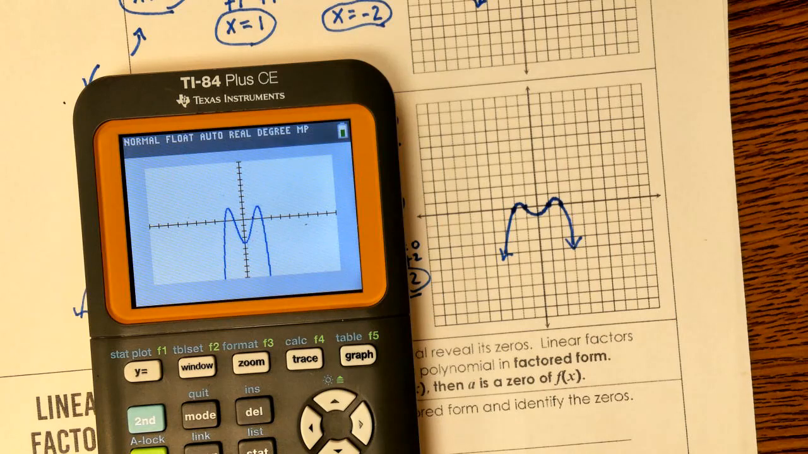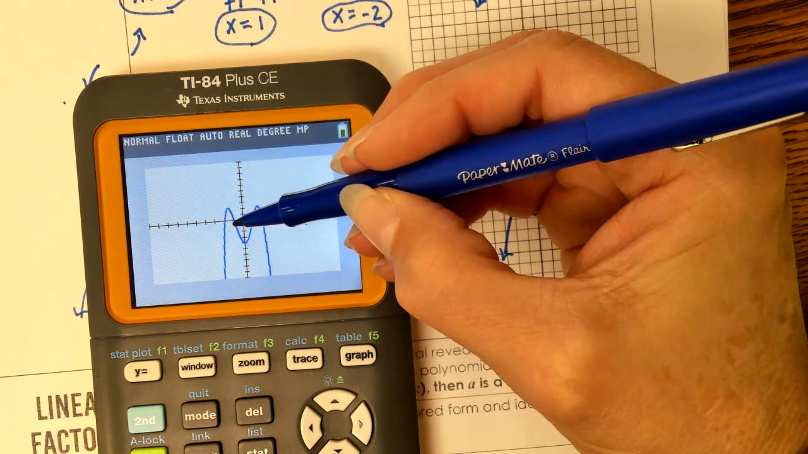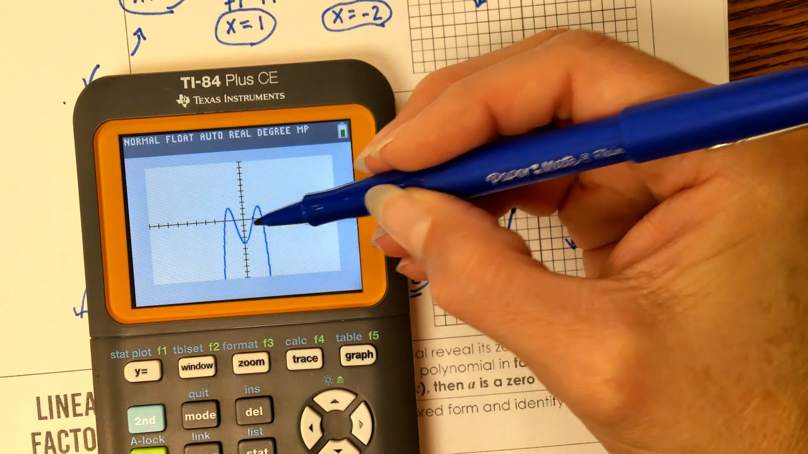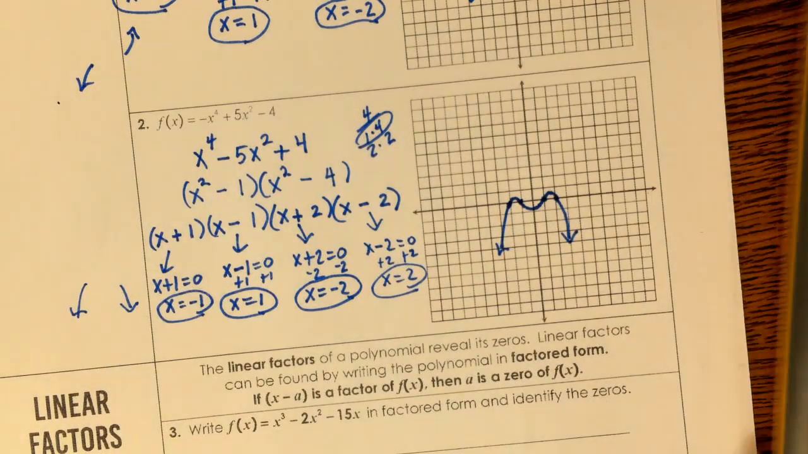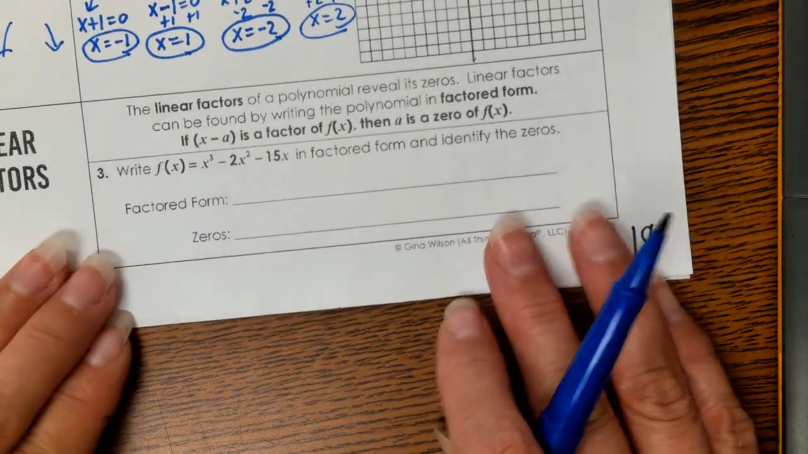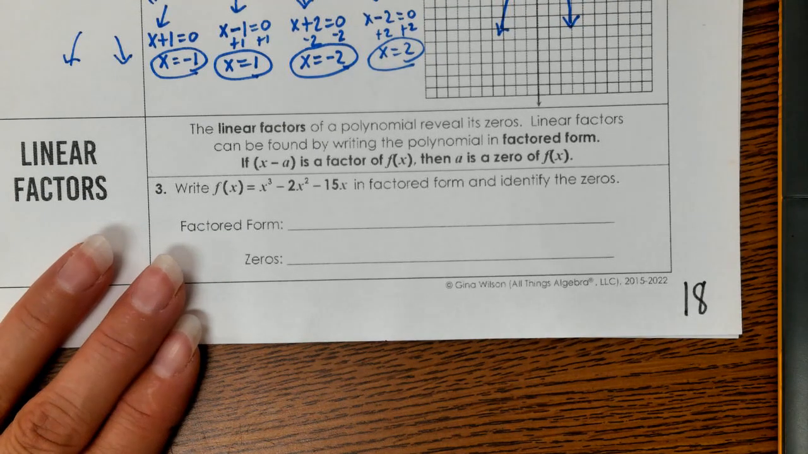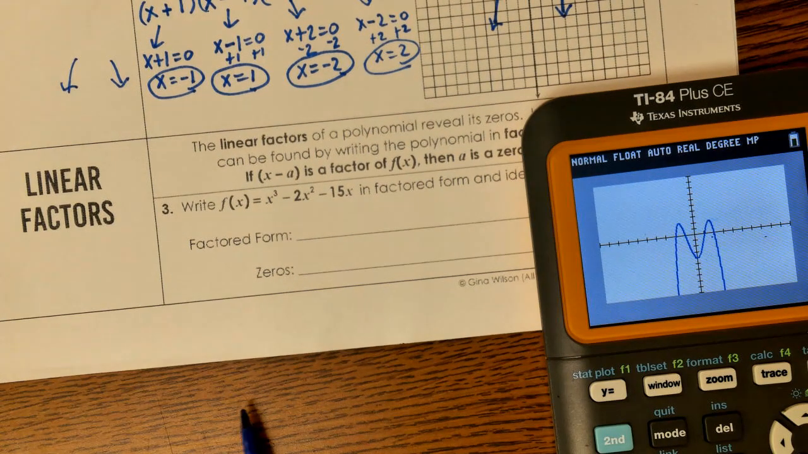Okay. And part of my features are correct. It does end going down, down. It does cross through the -2 and -1, and it also crosses the 1 and the +2. So you can see that on the calculator as well as my little graph. Now, let's continue. I want to give y'all just a moment to complete problem number 3. Okay. So I'm going to pause for a second, and I want you guys to try to factor problem 3.